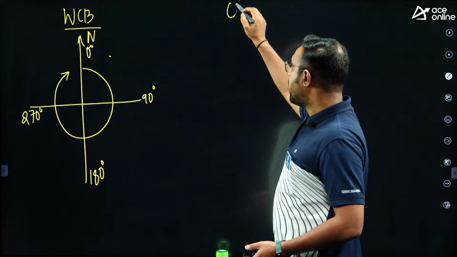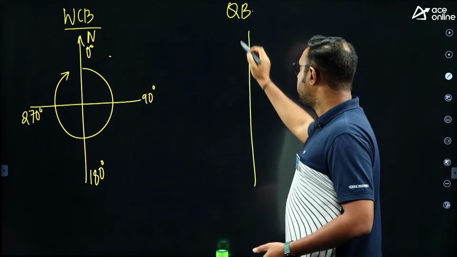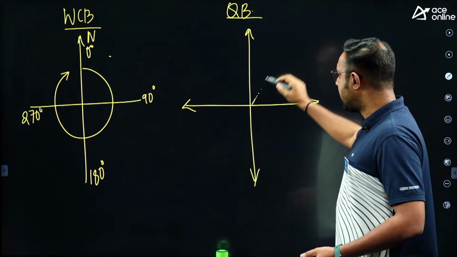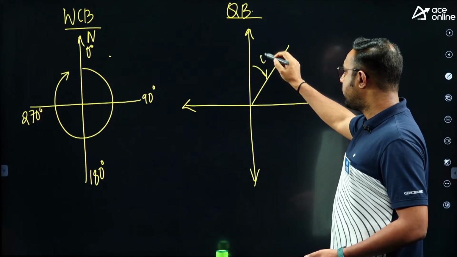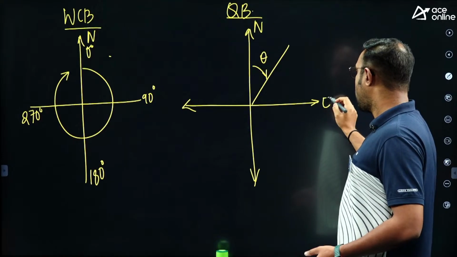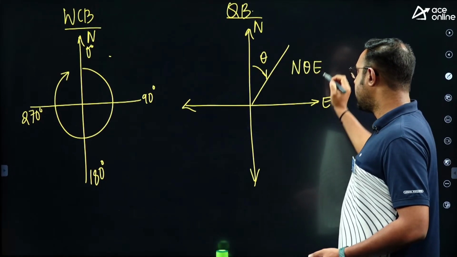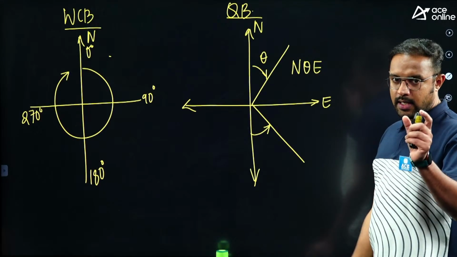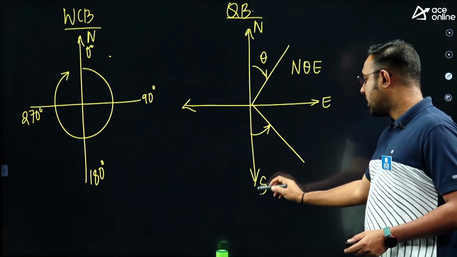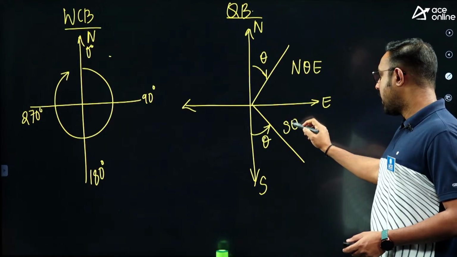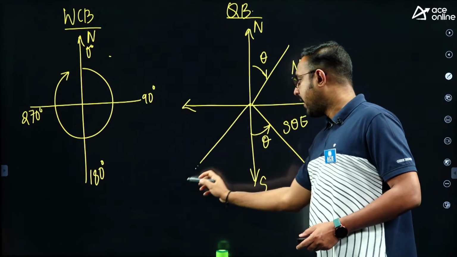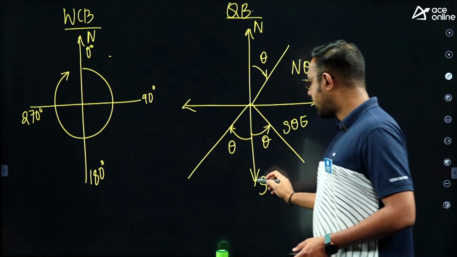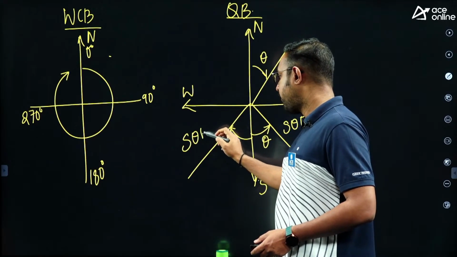So in our WCB, the range of values of theta is from 0 to 360 degrees. But in quadrantal bearings or reduced bearings, we will measure quadrant wise. If a line is lying like this and this is theta, it is measured in the northeast quadrant and the reduced bearing is north theta east. If the line lies like this in the southeast quadrant, and this is theta, I will call it south theta east. If the line lies in the southwest quadrant, it is south theta west.